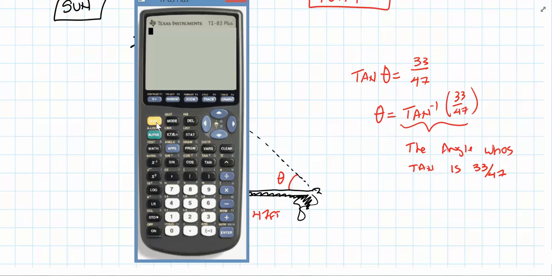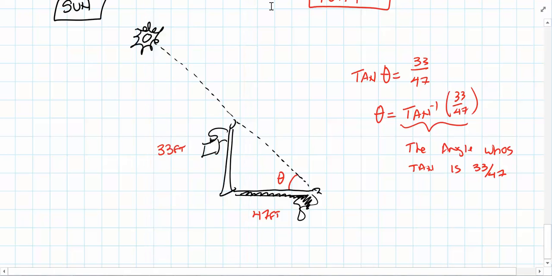So we're going to go second tangent, and then we're going to go 33 divided by 47, and we get an angle of 35.07 degrees. So we can actually figure out angles of elevation to the sun based off shadows. So the angle is approximately 35.07 degrees rounded to two decimal places.